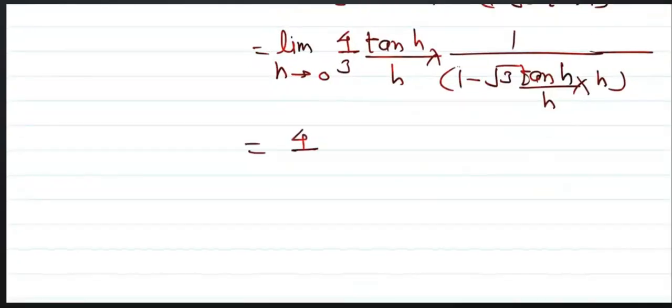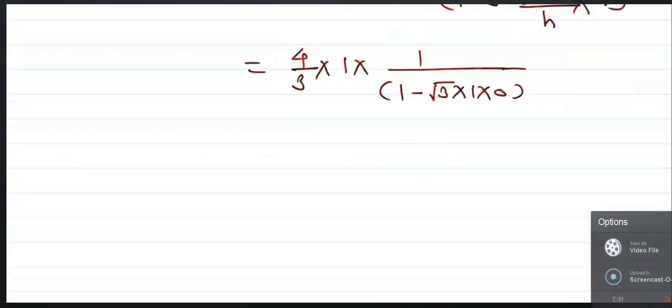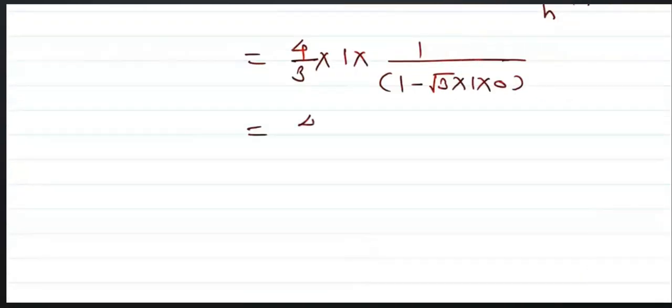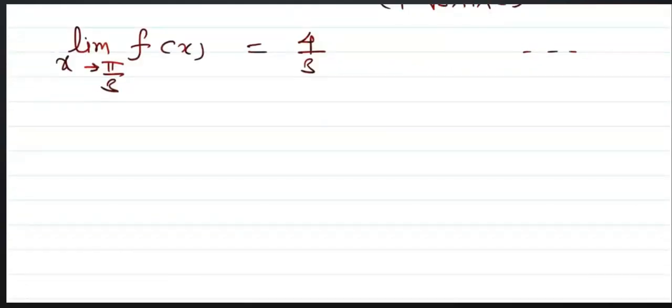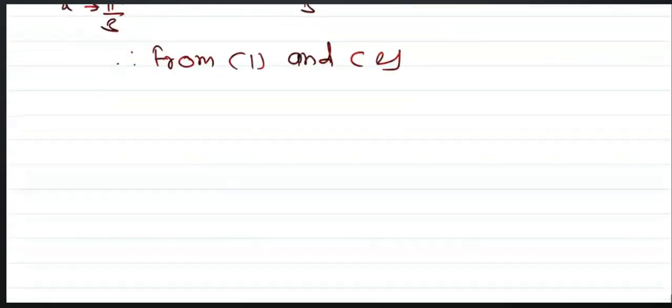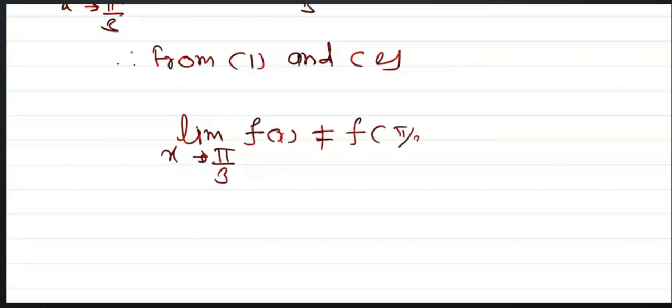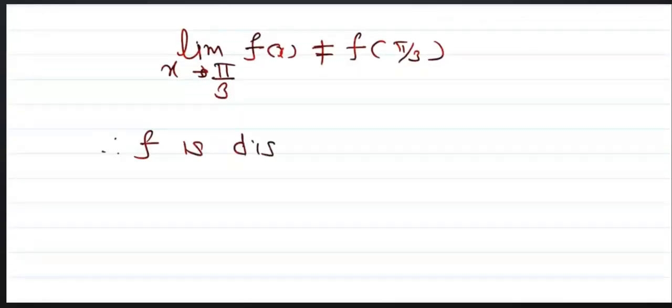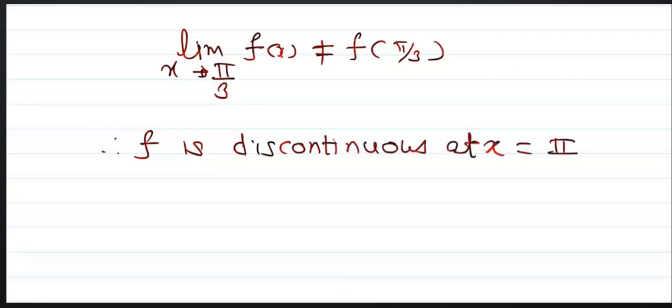Therefore 4 upon 3 times 0, and overall you will get the limit as x tends to pi by 3 of f of x equal to 4 upon 3. This is number 2. Therefore from 1 and 2, limit x tends to pi by 3 of f of x is not equal to f of pi by 3, and therefore f is discontinuous at x equal to pi by 3.